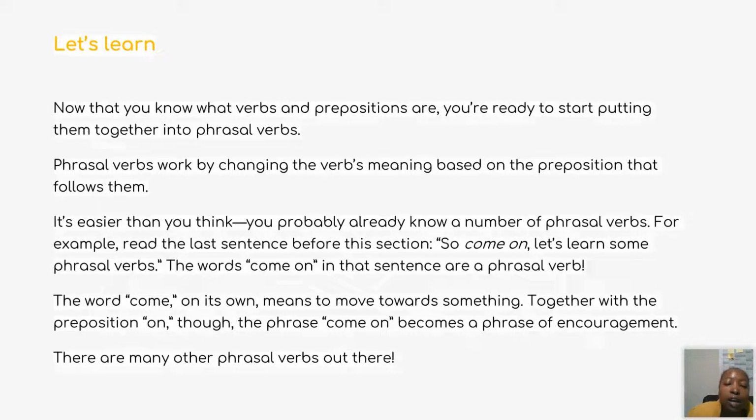For example, let's look at this sentence here. So, come on, let's learn some phrasal verbs. So, these words "come on" in the sentence are a phrasal verb. The words "come" on its own means move towards something, together with the preposition "on", though, the phrase becomes a phrase of encouragement.